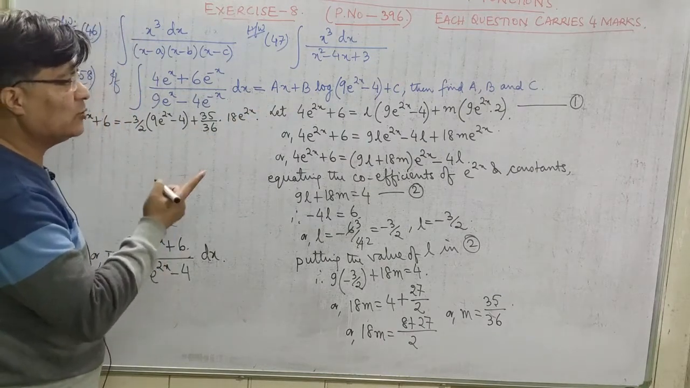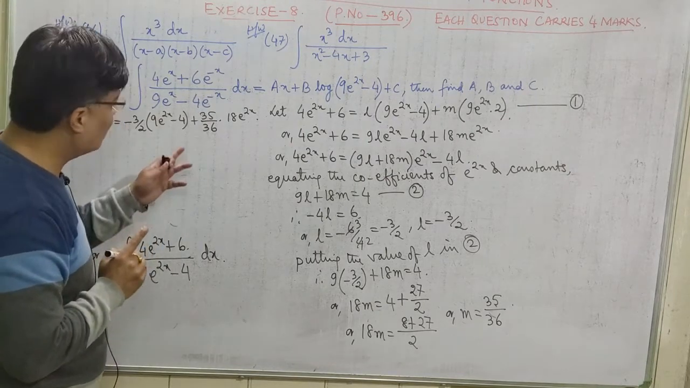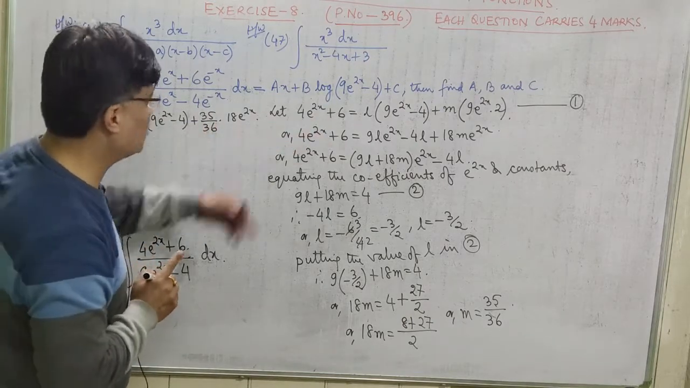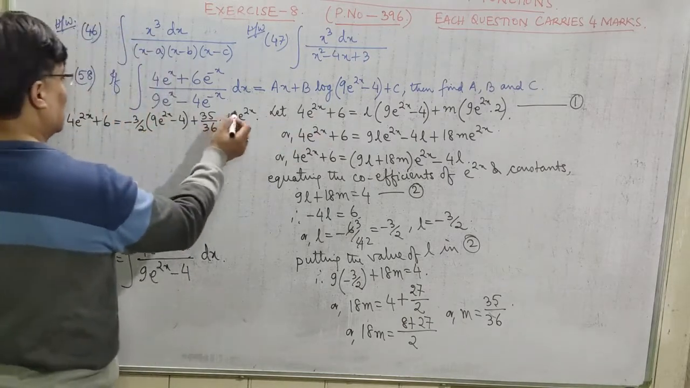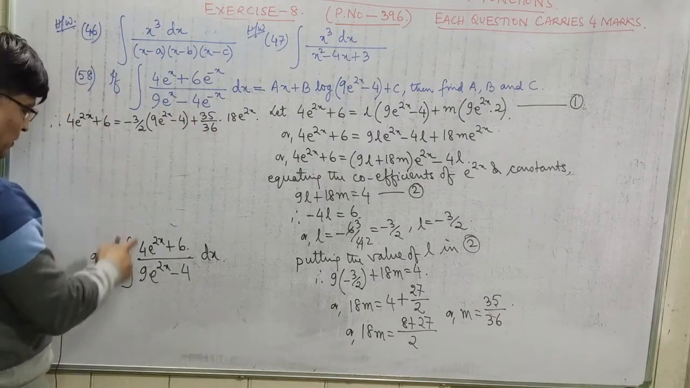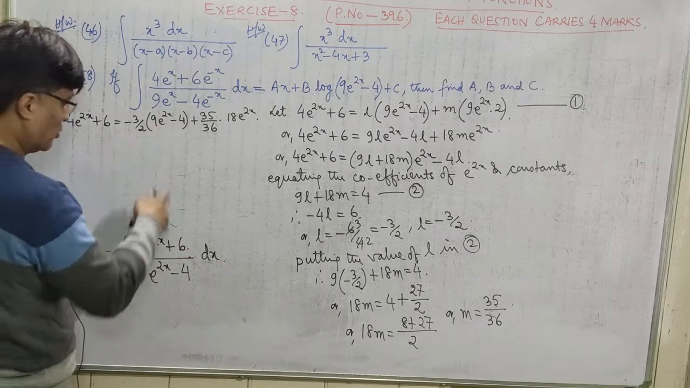9 2s are 18 e to the power 2x. Okay, so here we have put the value for M. Here M is 35 by 36 into 9 2s are 18 e to the power 2x. So this is the expression that we can put for this numerator, 4 e to the power 2x plus 6.